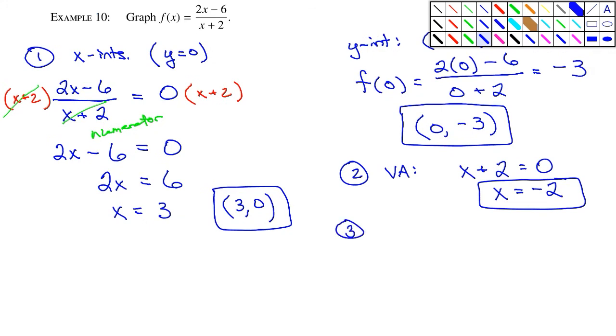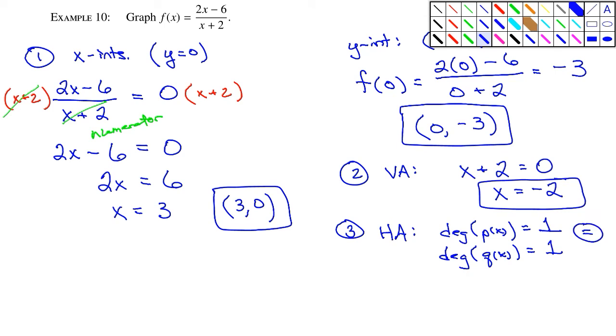Step 3 is to find the horizontal asymptote. So I look at the function. I have a degree of 1 in the numerator, and I have a degree of 1 in the denominator. Since these are equal, then I know that the horizontal asymptote is the ratio of the lead coefficients. So that would be y equals 2 over 1, which is 2. So y equals 2 is my horizontal asymptote.